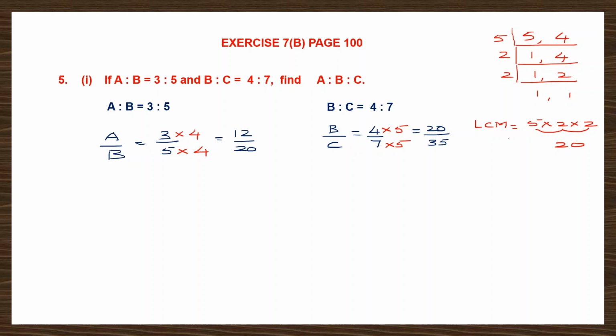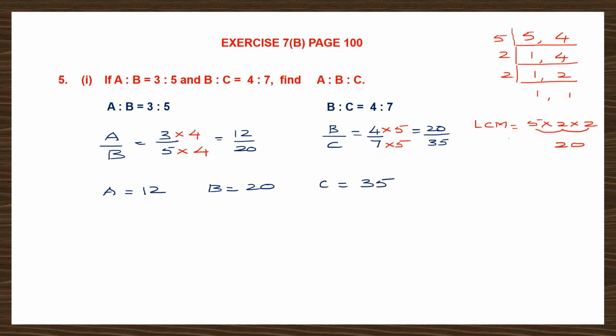Now let's look at all the values. So A, we've got it as 12. As you can see here, A is equal to 12. Now B is equal to 20. Now here also B is equal to 20. So B has become the same now. So B is equal to 20. And look at C. C has become 35. So C is equal to 35.